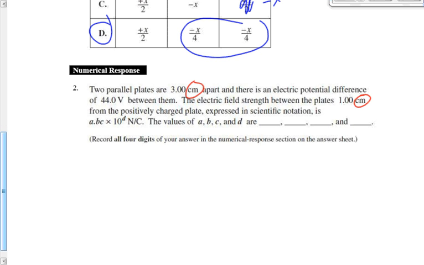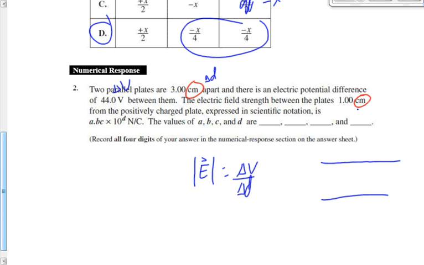All right, 3 centimeters apart, that's going to be delta D, right? This is between the plates. There's an electric potential difference of 44 volts between them. That's delta V. We're looking for the electric field. Where does that 1 centimeter come into play here? Here's my plates. The field strength here is 10. The field strength here is what? 10. The field strength everywhere is the same in between those plates, right?